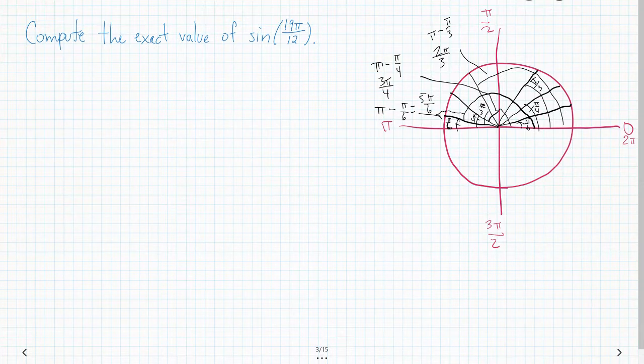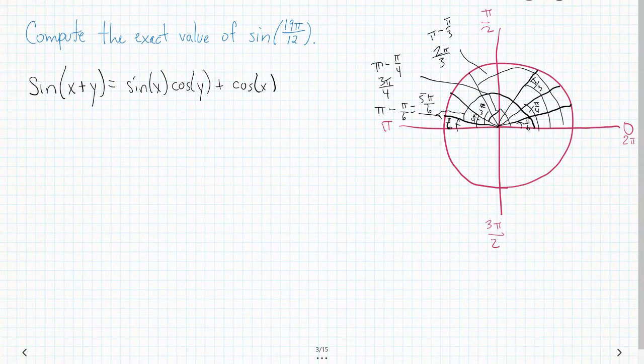Why is that important? Well, when you think of the sine of 19 pi over 12, we have two formulas that we can work with for the most part. You can do sine of x plus y, which is just sine x cosine y plus cosine x sine y. Or you can do sine of x minus y, which is sine x cosine y, same thing basically with a minus symbol.